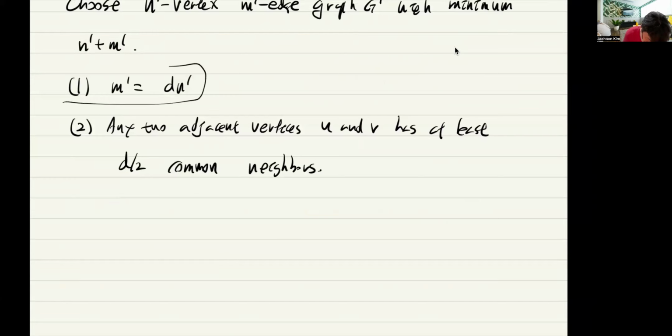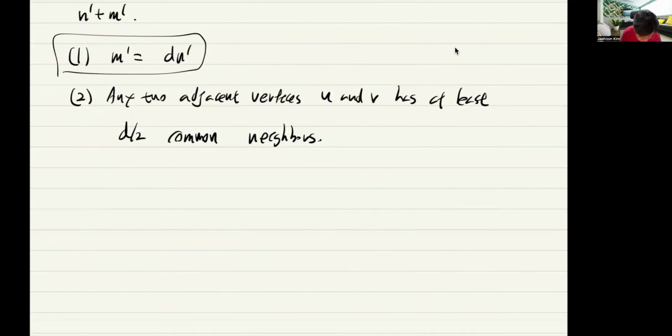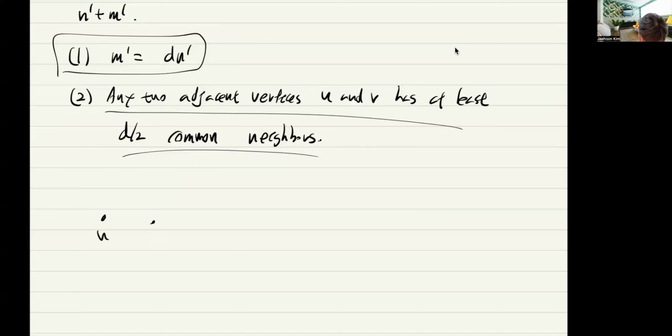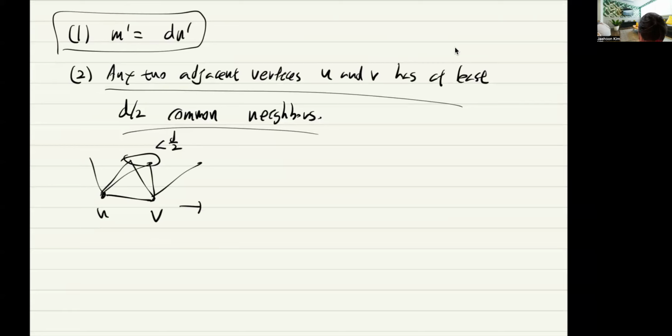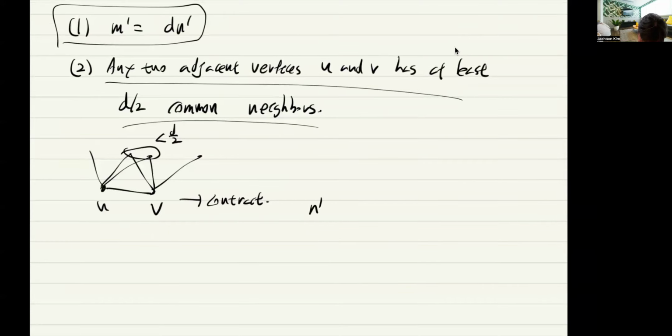Why? So this one is easy. You can take the minor, deleting edges as you want. So if this is bigger, then you delete edges, and this is the same, and then this decreases. So you can actually make it equality. And for the second one, if you have U and V adjacent, and the common neighborhood is at most less than D over 2, then what happens? You contract it.